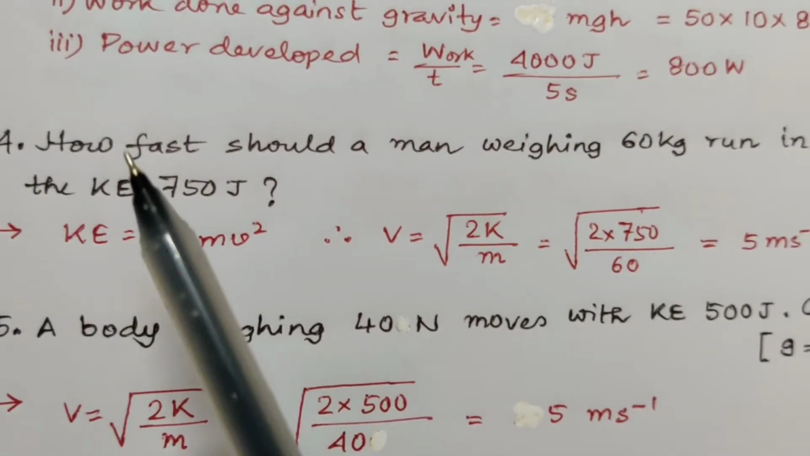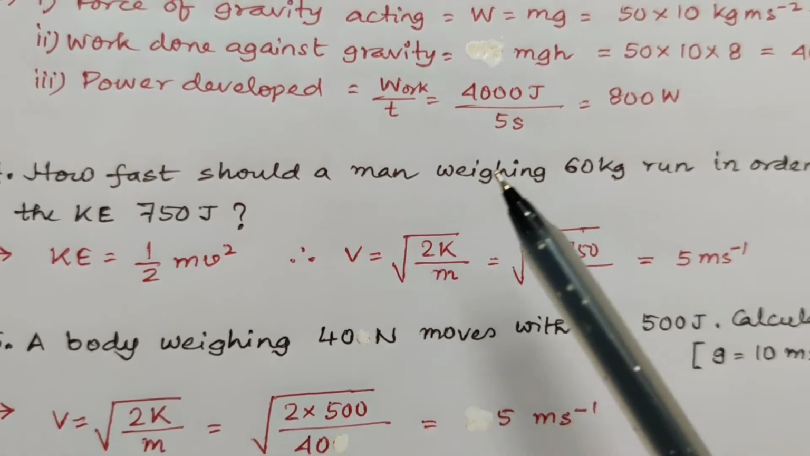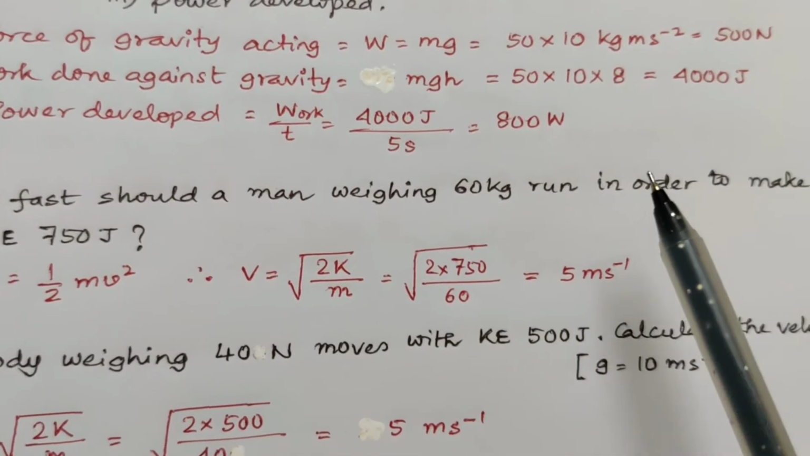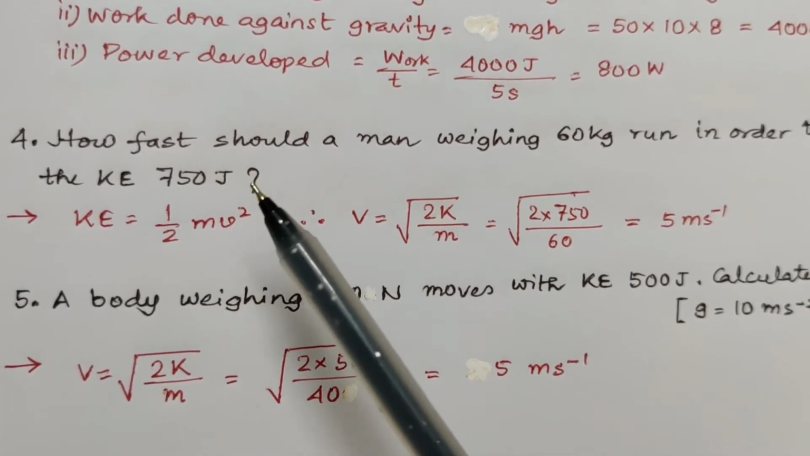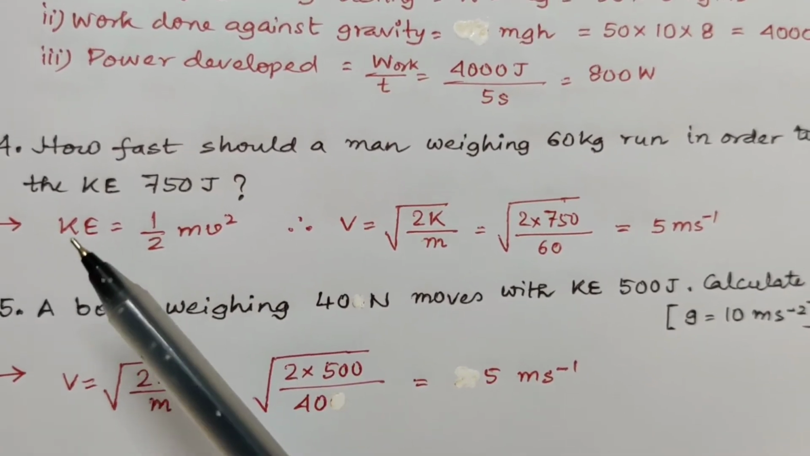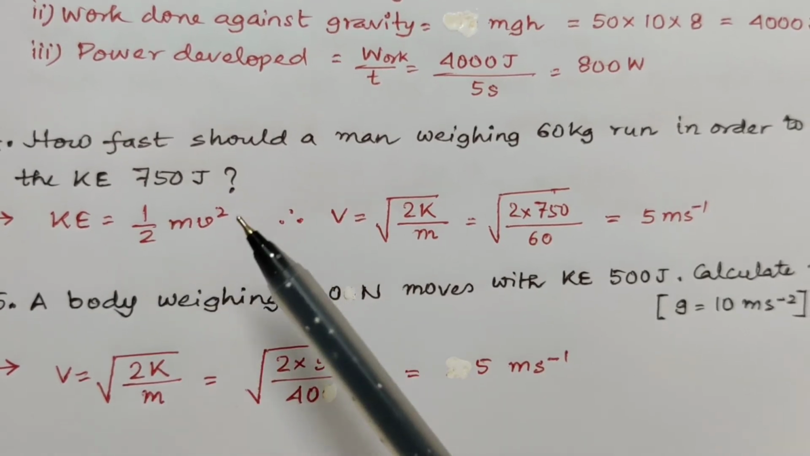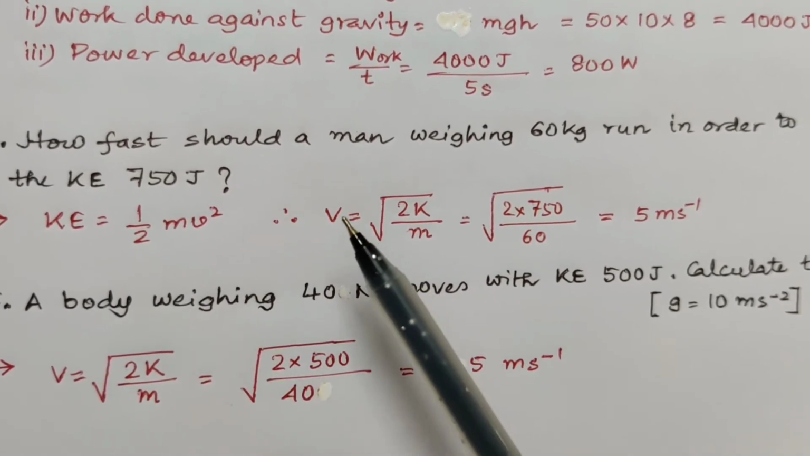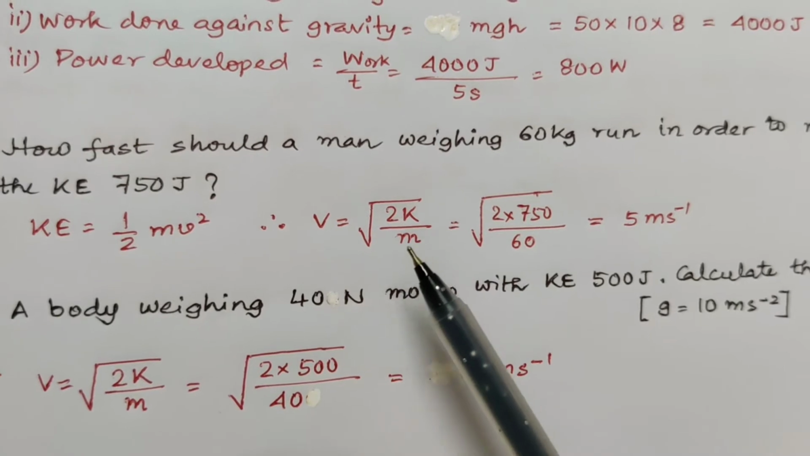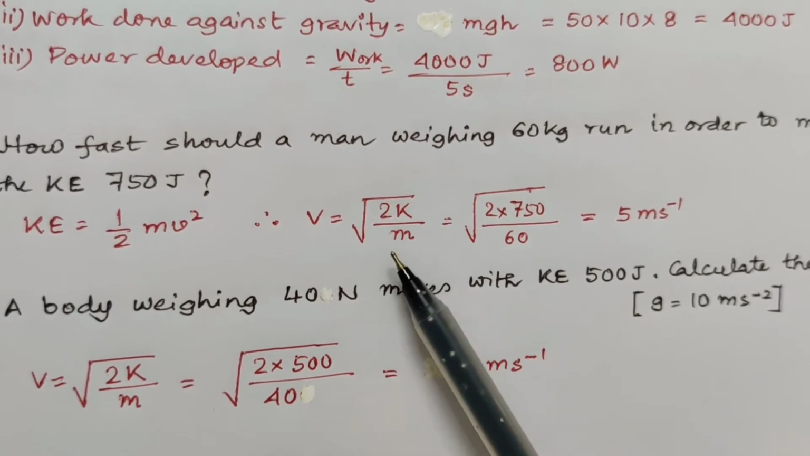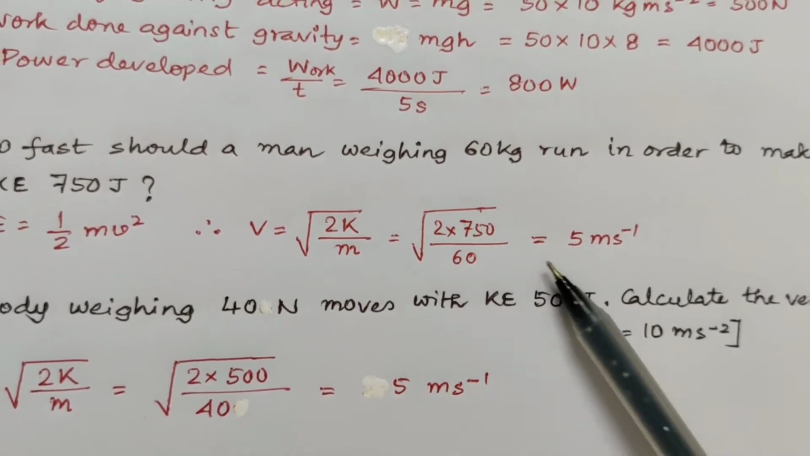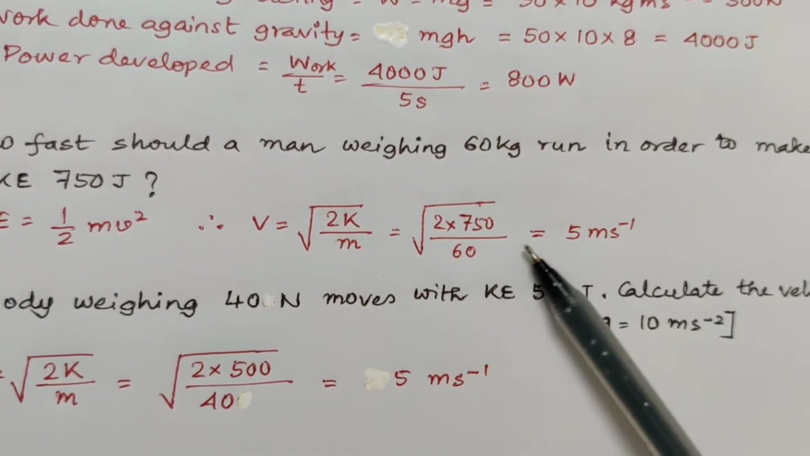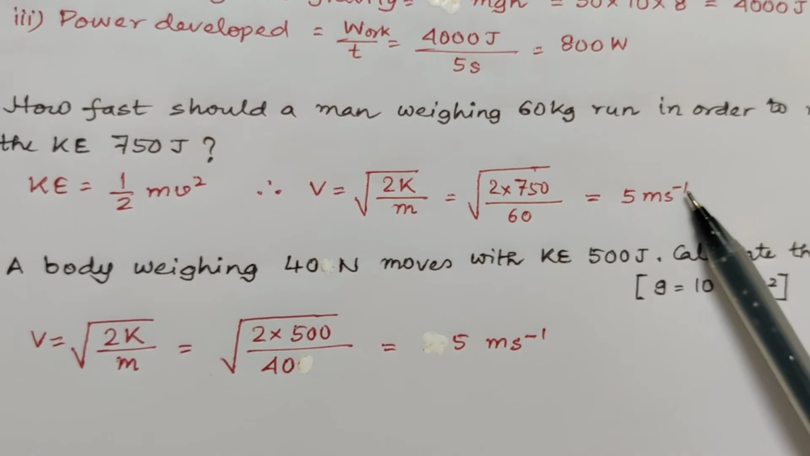Number 4, how fast should a man weighing 60 kg run in order to make the kinetic energy to be 750 joule? We know the formula of kinetic energy is equal to half mv square. Here we have to find out v. V is equal to root over 2k, means 2 into kinetic energy by mass. So using this formula, we are getting this as 5 meter per second.